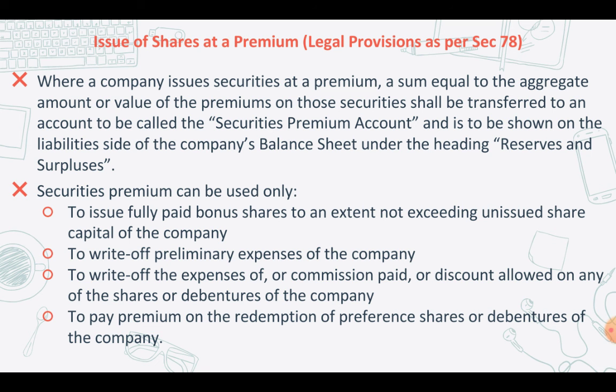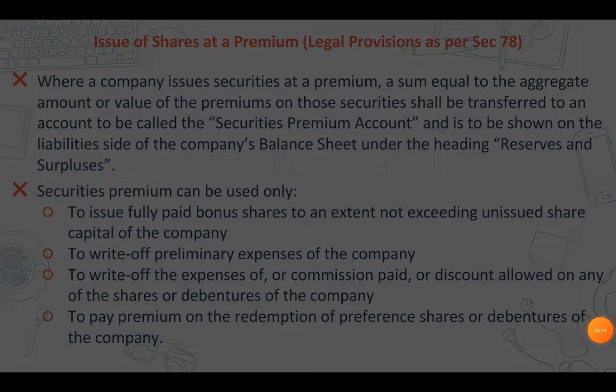And the last way in which we can use securities premium is to pay premium on the redemption of preference shares or debentures of the company. These are the only 4 ways in which you can use the securities premium. Now, these particular theories are quite important, quite relevant also. Please make sure you write them down somewhere so that you can use them in the future. Sometimes questions do arise as to how you can use the securities premium of a particular company.